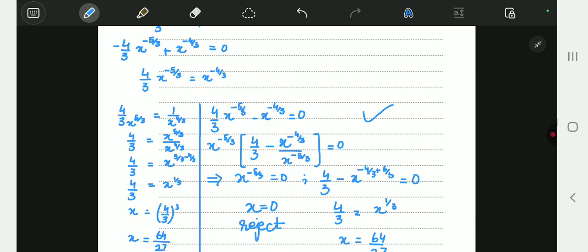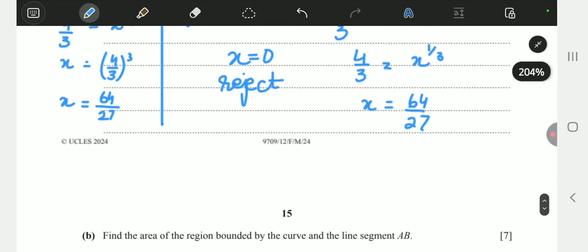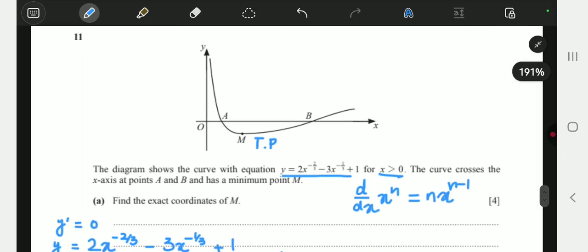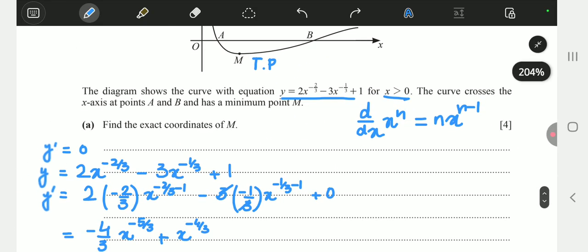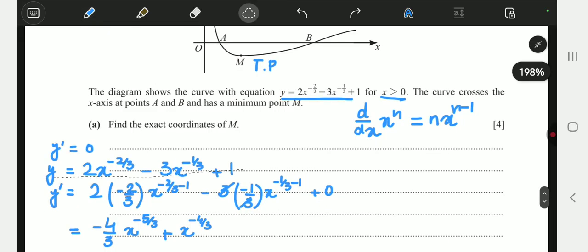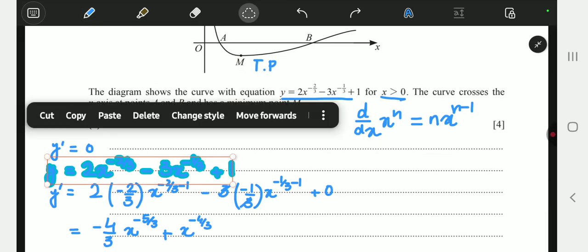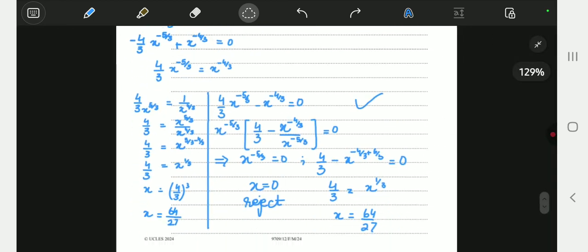Okay, so when we have found the x coordinate of the turning point, we can find the y coordinate by simply putting the x value in the y equation. And what is this y equation? This is your y equation. Substitute your x value inside.